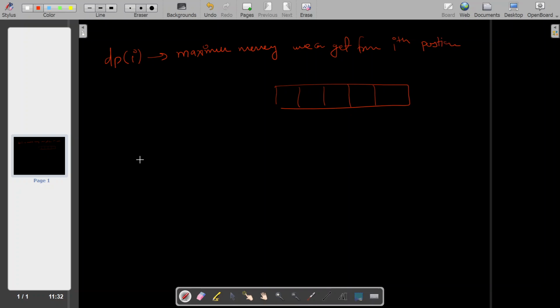It depends on two cases: take ith and don't take ith. If we take ith, we cannot take I minus 1. So the amount of money we will get is ARR of I plus dp of I minus 2. Suppose we are going this way. If we take this I, we cannot take I minus 1, so we start from here: what is the maximum we can get from I minus 2.